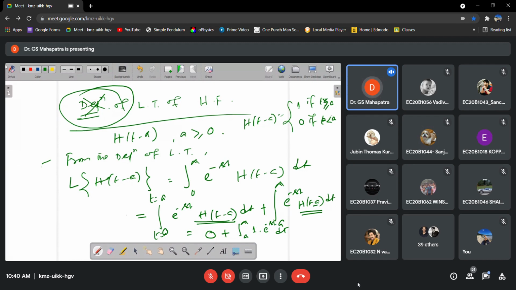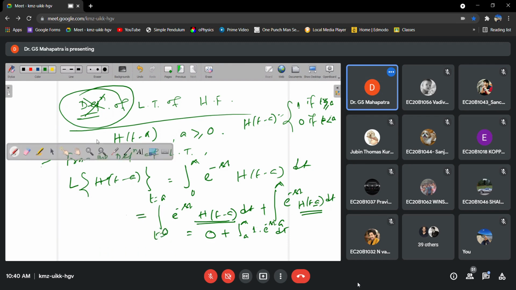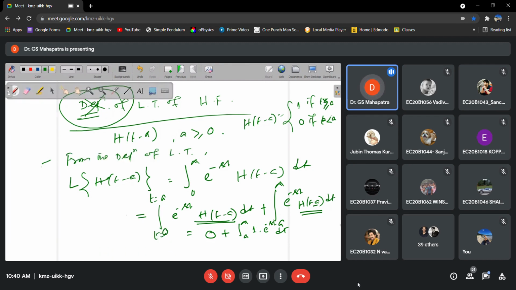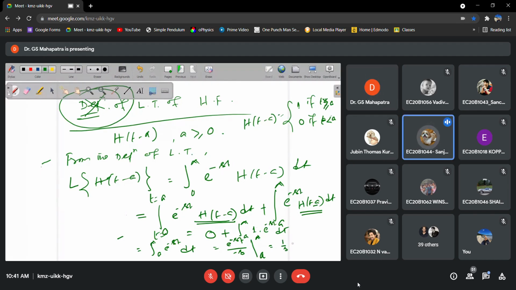What is the Laplace transform of Heaviside function h of t minus a? So first part is 0. Correct. Now the first part, e to the power 0 minus s by s, sir. Okay. So integration a to infinity e to the power minus st dt: integration gives e to the power minus st by minus s, from a to infinity. At infinity it is 0, and for a it will exist. So what is the answer? E power minus a s by s. Yes, sir.